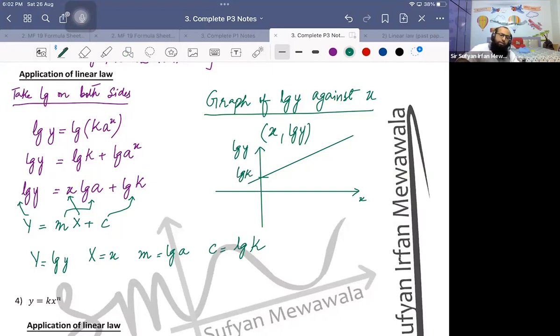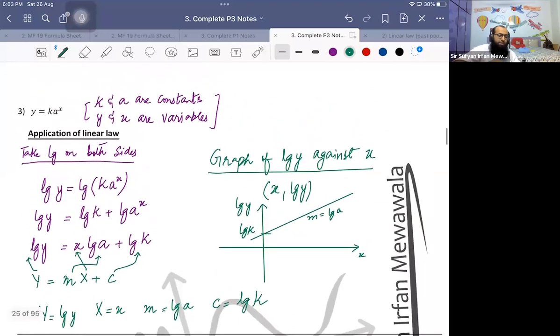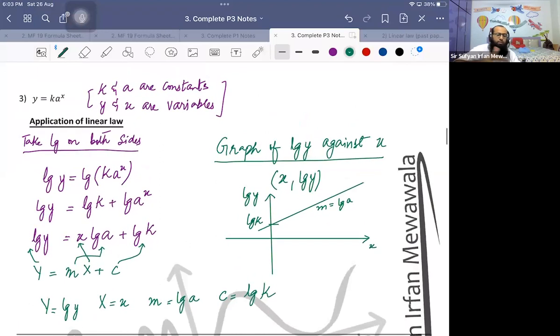And the gradient would be lg a, and the lg y intercept would be lg k. So this was an implicit equation. The above two examples were explicit equations, which were explicitly in that form, so we just had to compare and write. But over here, the equation was implicit. It was not explicitly in the form y equals mx plus c.